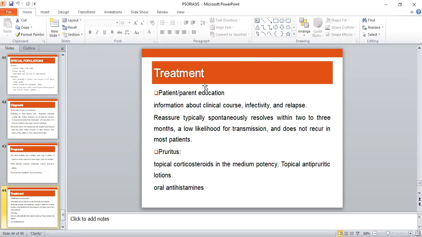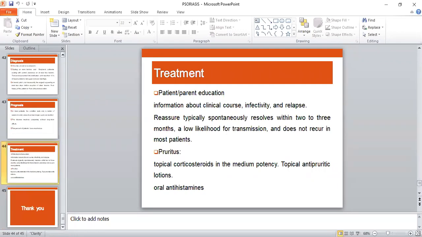Patient and parent education is very important. Information about the clinical course, infectivity and relapse, that the disease will go away, and reassurance that it typically resolves spontaneously within 2 or 3 months, the likelihood of transmission, and that it does not recur in patients. For pruritus, topical corticosteroids of medium potency, and topical antipruritic lotions or antihistamines are the main treatment. So this is how we are going to manage this pityriasis rosea.